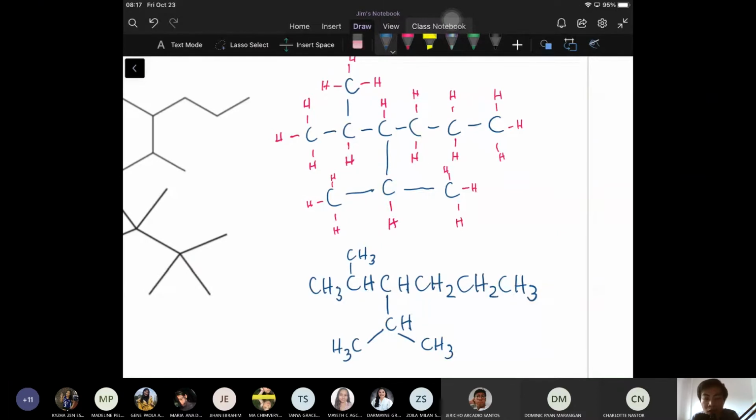Ngayon, alamin natin yung molecular formula. Ano yung molecular formula niyan? So, again, yung molecular formula, wala siyang pake kung saan nakadugtong yung mga atom. Ang gusto nyo lang is the number of carbons and the number of hydrogen atoms. Bilangin natin, no? So, ilang carbon meron tayo?